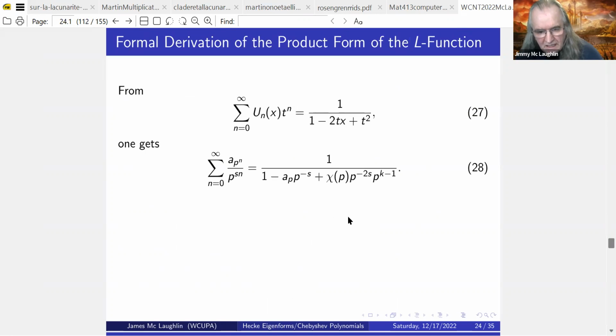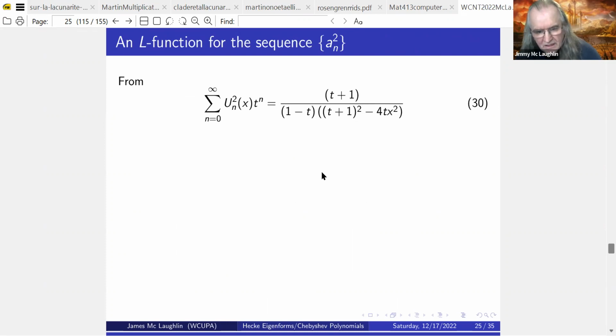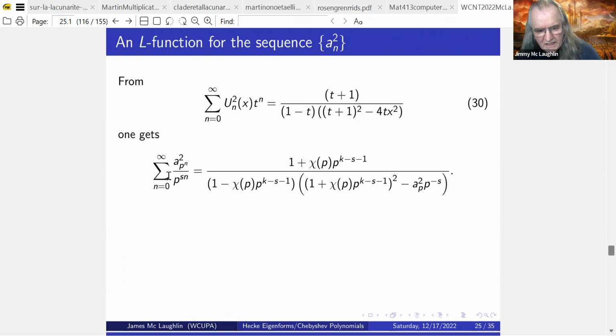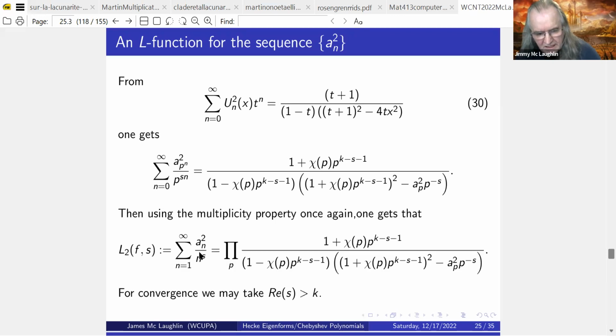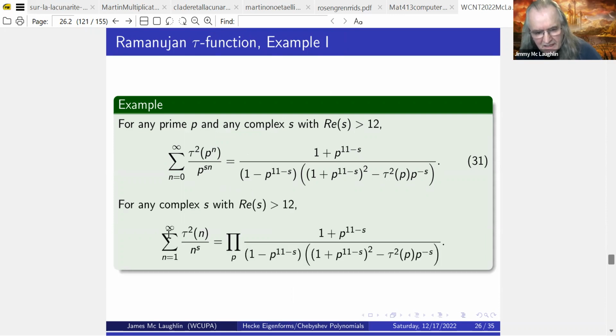All right, so this is a well-known thing. The L function, we can derive this another way, but I'd rather move on to some results that I think are new. So if we use this identity, then we can get this identity for the square of the coefficients. And this kind of L function for the square of the coefficients is equal to this infinite product. And then here's an example using the Ramanujan tau function. We have this identity for any prime p. And then we have this L function for tau squared.